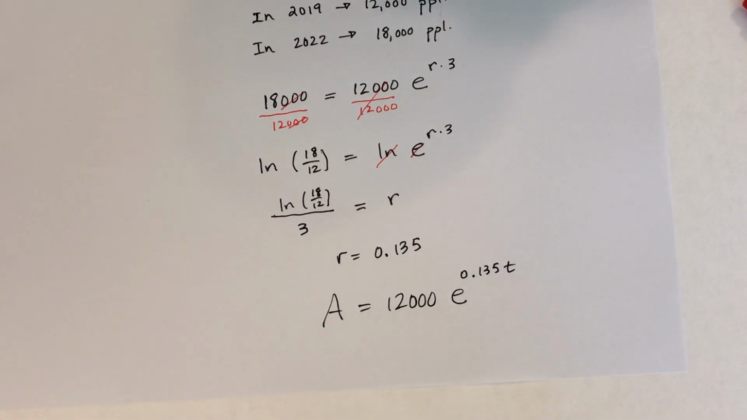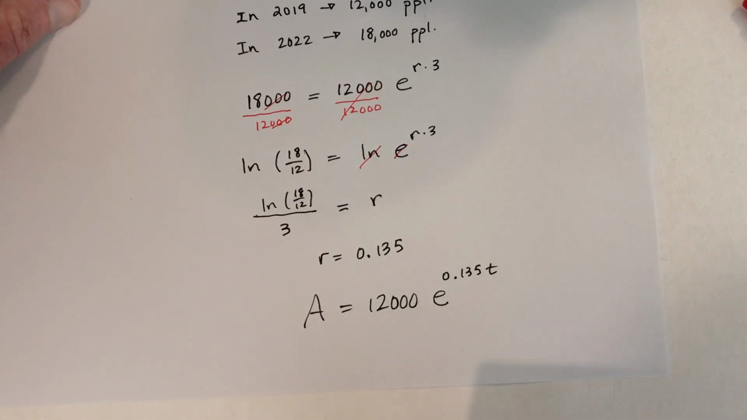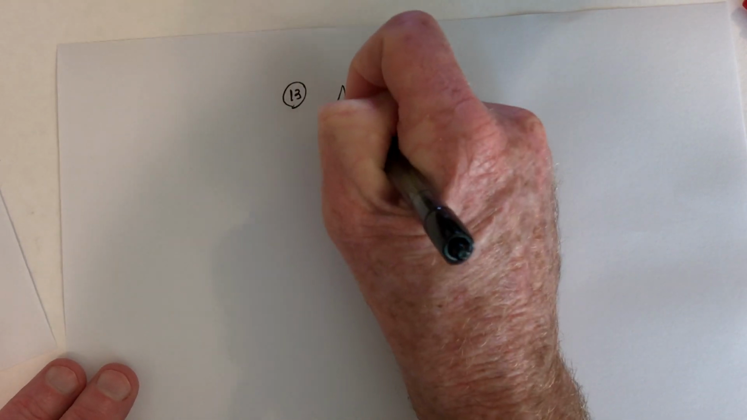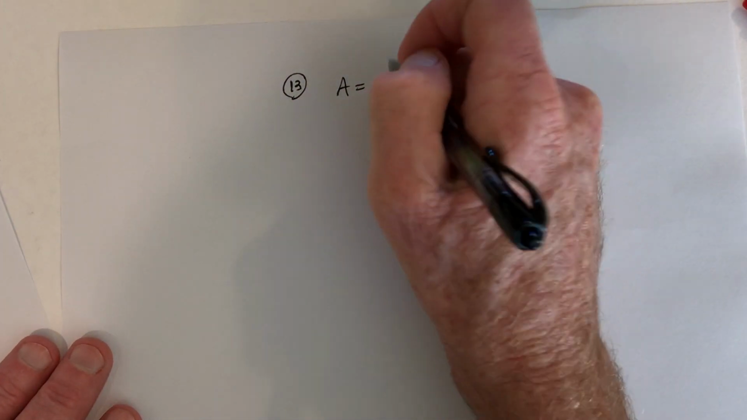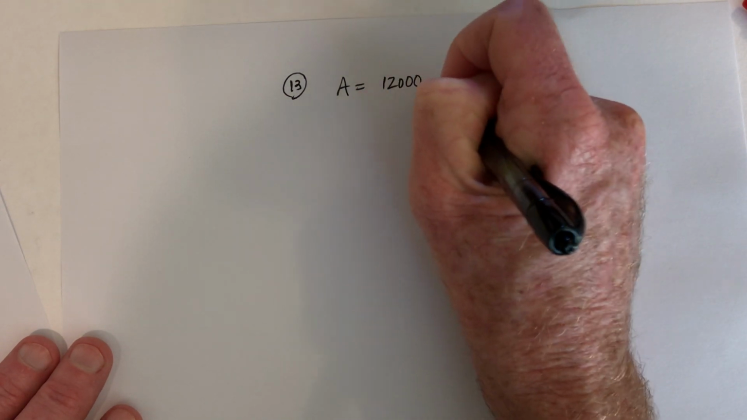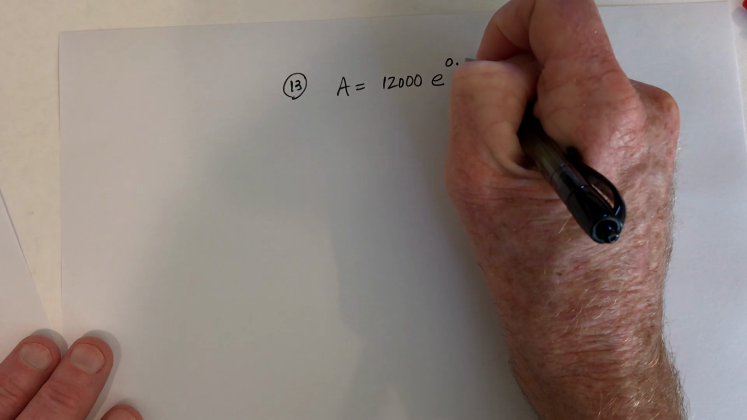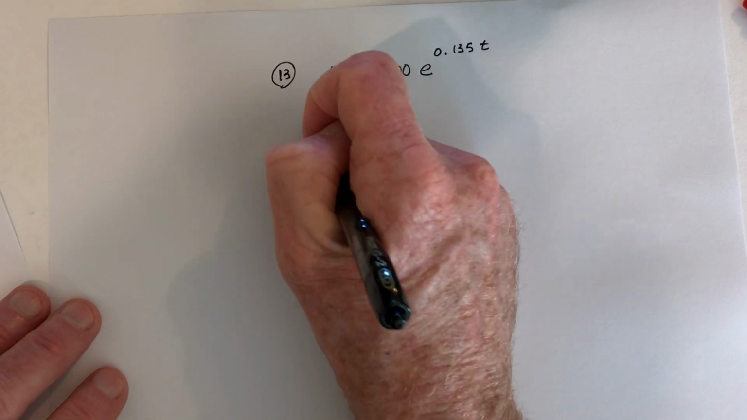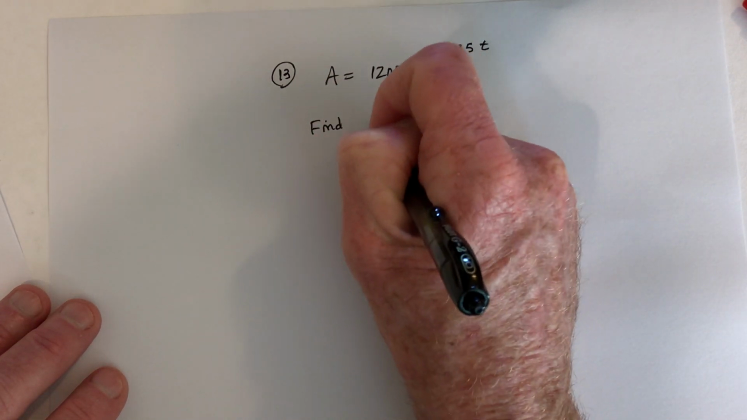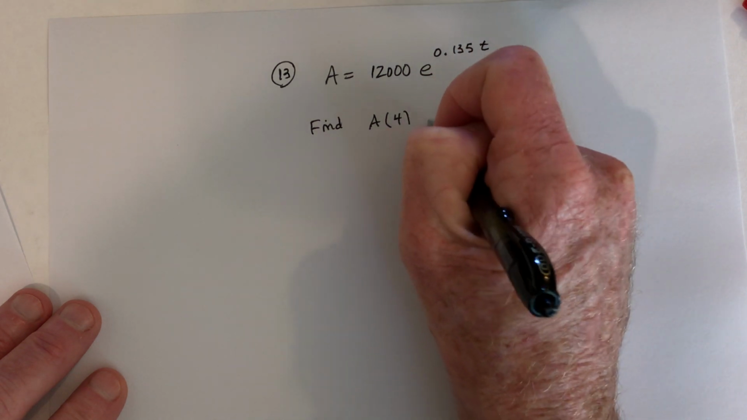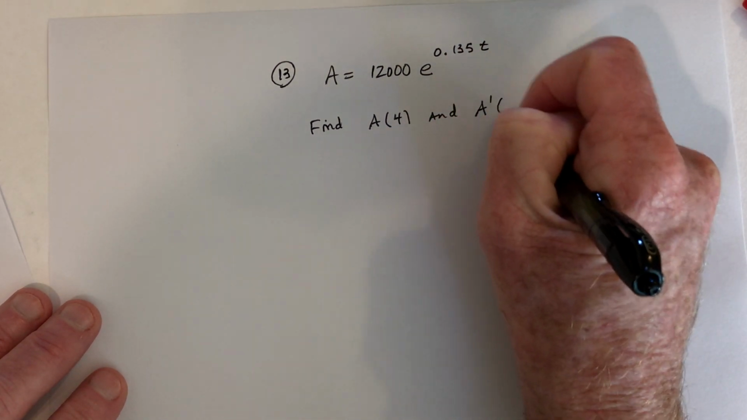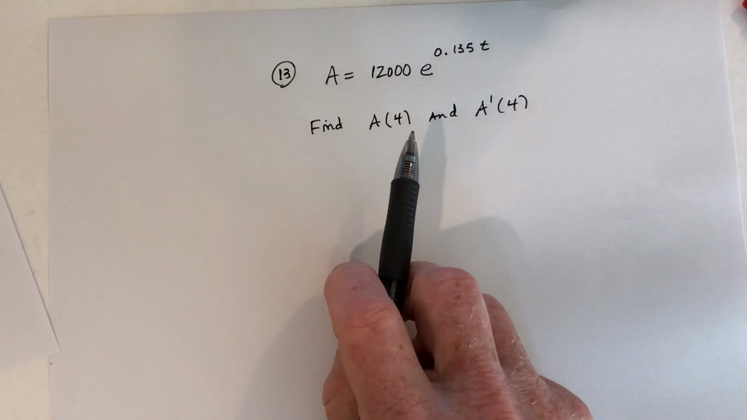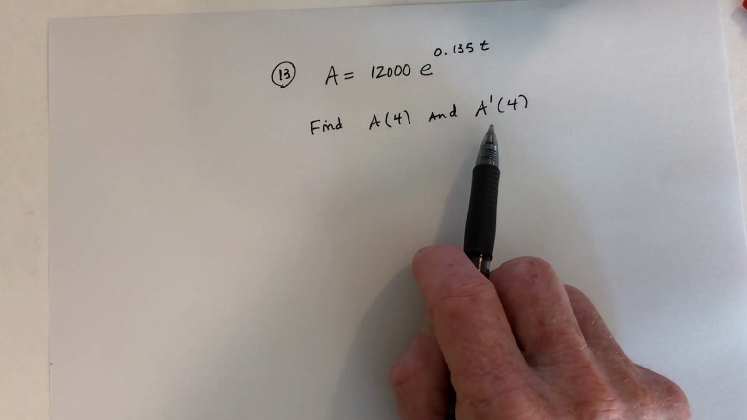Okay, that was the algebra part of the problem. Now we're going to do the calculus part of the problem. So let me just transfer that function to this paper. Number 13, we got A equals the 12,000 people, and then it's growing exponentially. The r was 0.135 times t. So then find A of 4 and also A prime of 4.